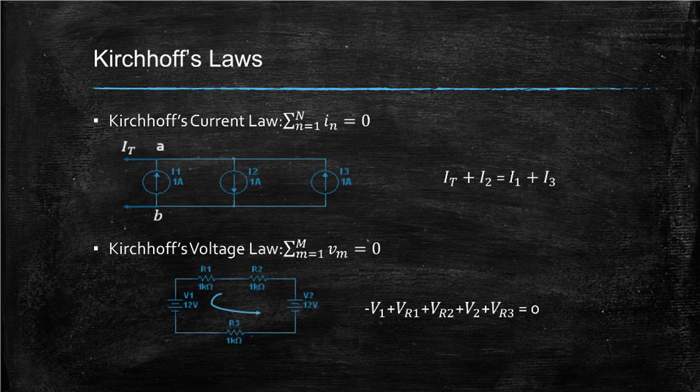Kirchhoff's voltage law states that the sum of voltage of each element in a loop is 0. In the equation, M equals the number of voltages in a loop and Vm equals the voltage of an element. In the figure, the voltage around the loop is as shown. Remember that signs and polarity play a part in the equation construction. See how only V1 will be negative if we use a clockwise loop.